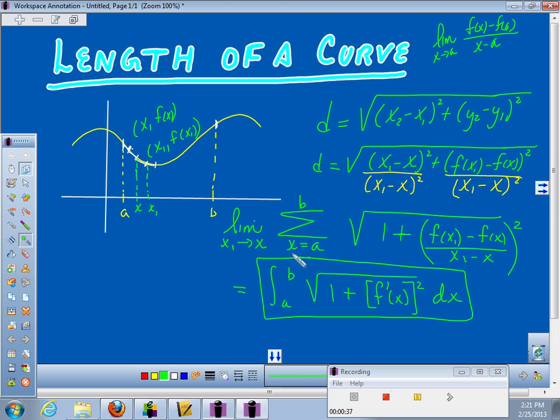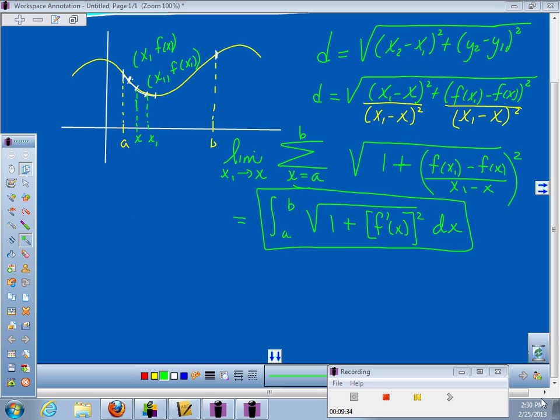Because I wanted this point x1 to get really, really close to x. Because I want these distances on this curve to get so small that it's like measuring every little tiny dot length, and then you can actually say you've got the exact length of the curve. Okay, so actually that's the hard part, deriving the formula. Working the problems is pretty simple. So that's the formula you need.